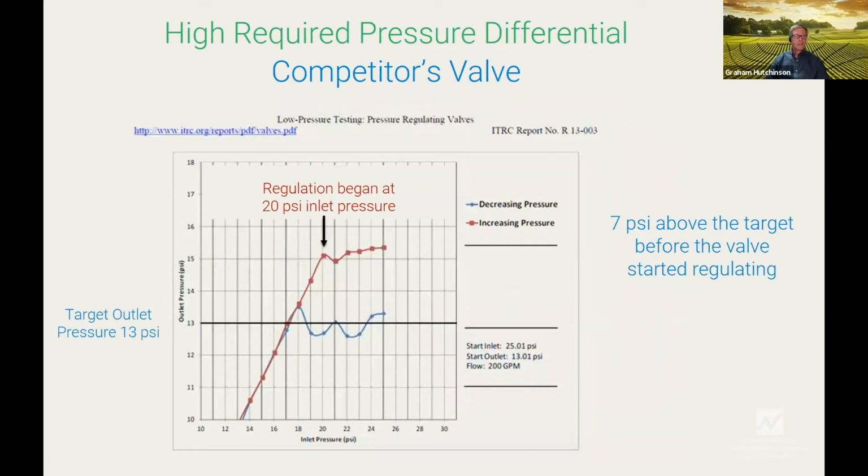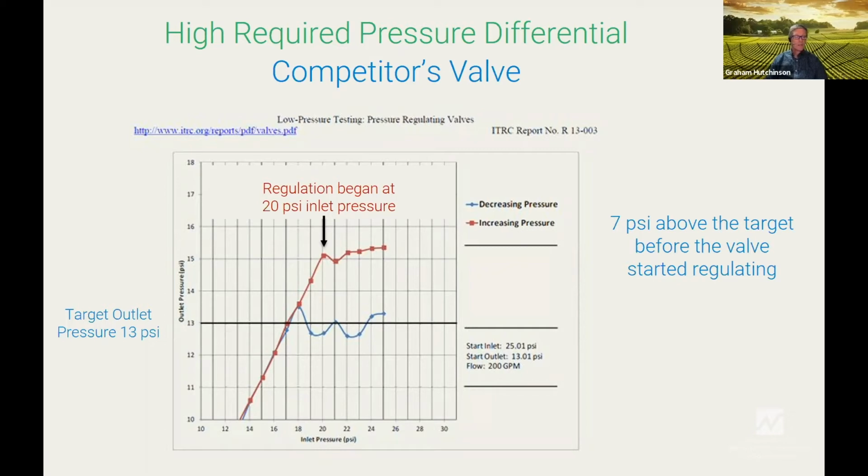The ITRC also looked at how well these valves regulated pressure. And here is a graph from that study, and you can see that in this particular case, the target downstream pressure was 13 psi, but the valve really didn't start regulating until the inlet pressure reached 20 psi, and then it regulated at 15 psi, not the target 13 psi.